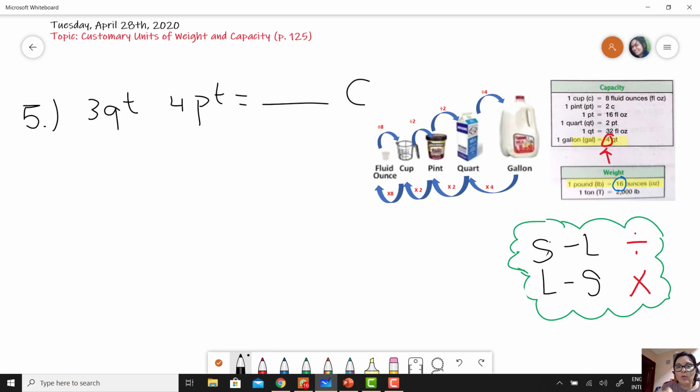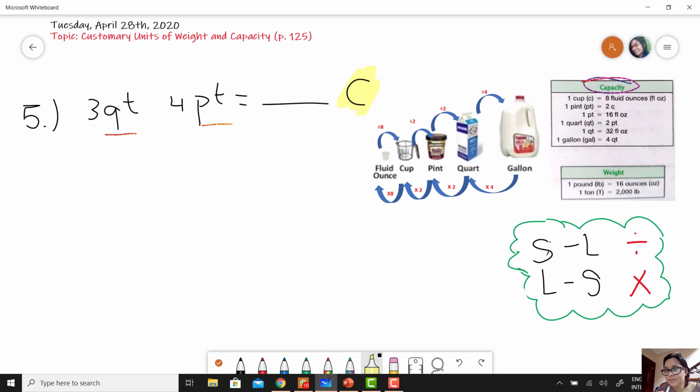Vamos a buscar en la tabla una que nos hable tanto de... La primera que tenemos que tener fija es cups, porque es lo que estamos cambiando, a cups. We are changing to cups. So we have to have in this chart of capacity one that tells me cups and quarts or cups and pints. Let's look for it.